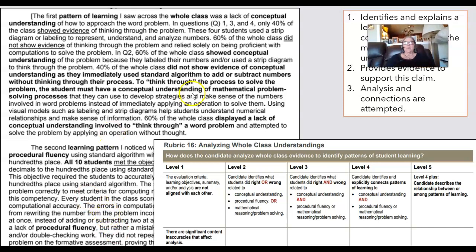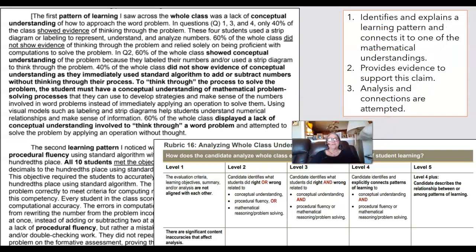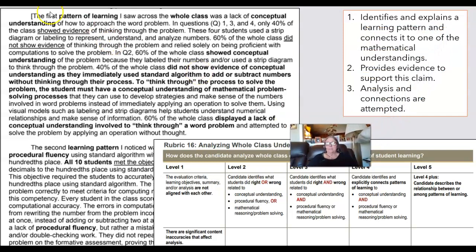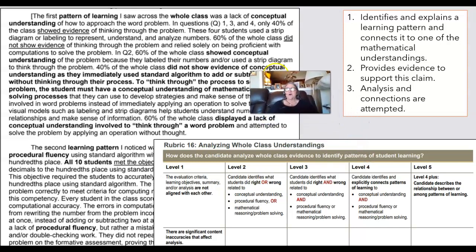Here's an example again. This is taken from Nikki's sample that she shared with me. And let's see how it hits some of these things. So first of all, you want to make sure that you're identifying and explaining a learning pattern and connecting it to one of the mathematical understandings. You want to make sure that you're providing evidence to support the claim and that you've really attempted to analyze and make connections.